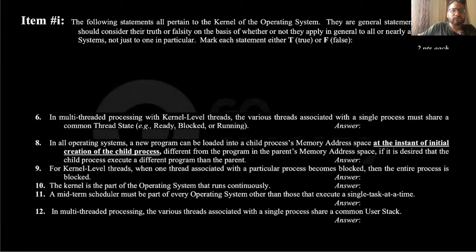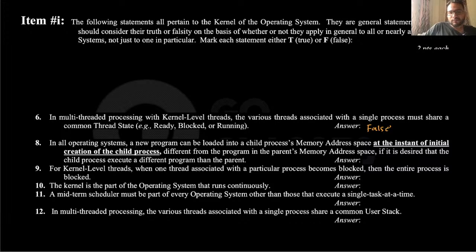Let's just start from this 6. What they're saying is that in multi-threaded processing with kernel level threads, various threads associated with a single process must share the common thread state. Okay, I think we did it, right? Kernel level threads do not share the common thread state, so that's why it is false.